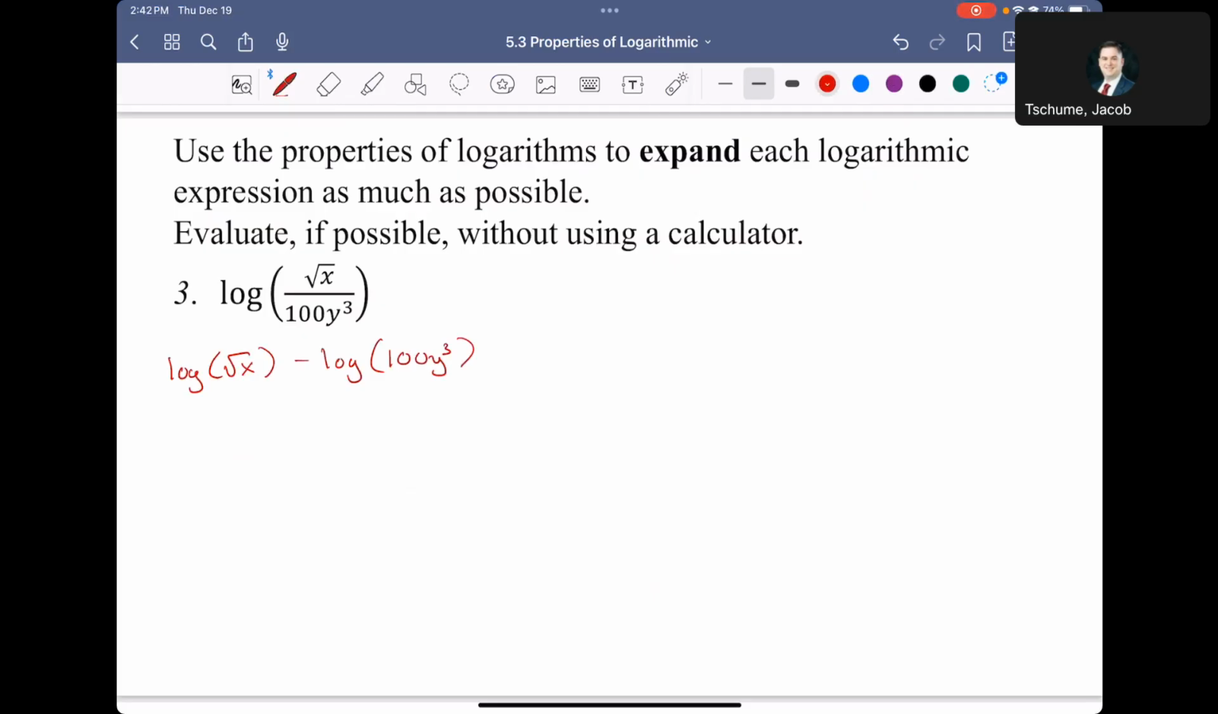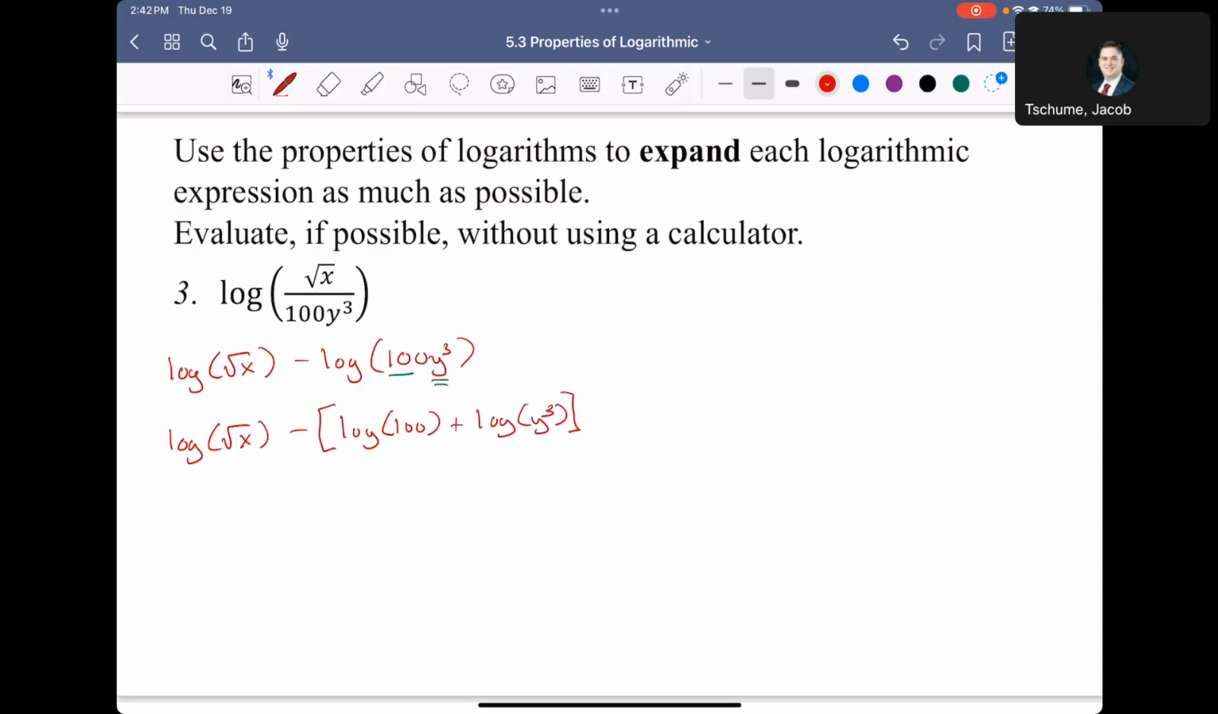Now that you've broken up the division into subtraction, you might notice that there's something else you can also break up. Inside of your second logarithm, you now have two terms that are being multiplied. So similar to problem number 1, we know that we can break multiplication up into addition. So I'm going to do that on the next step. This would become the log of the square root of x minus, and you're going to have the log of the first number, which is 100, plus the log of the second term, which is y cubed.